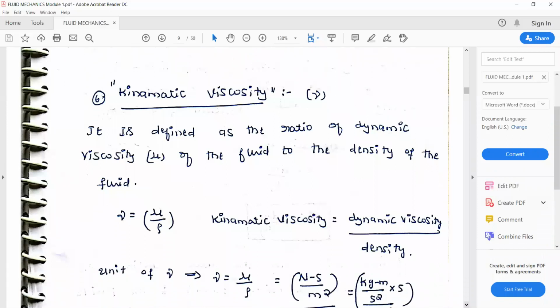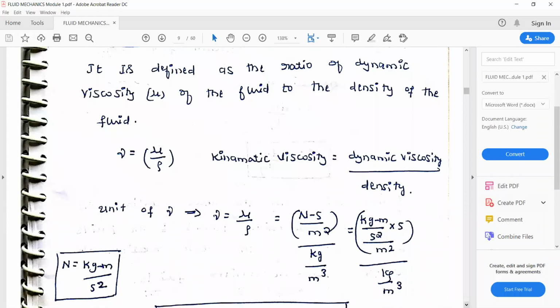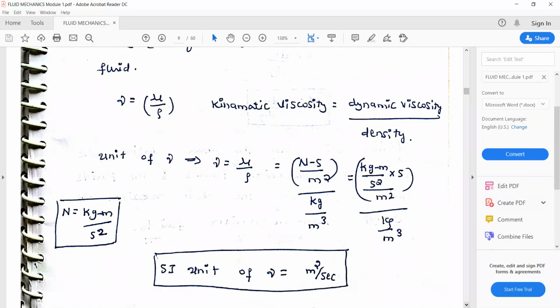In fluid mechanics, you should remember the units of all the fluid properties. For example, density is kg per meter cube, weight density is Newton per meter cube, dynamic viscosity is Newton second per meter square, then next is kinematic viscosity. If you want to derive the unit for kinematic viscosity, first write the unit for mu, that is Newton second per meter square. Then rho, the density unit, is kg per meter cube.